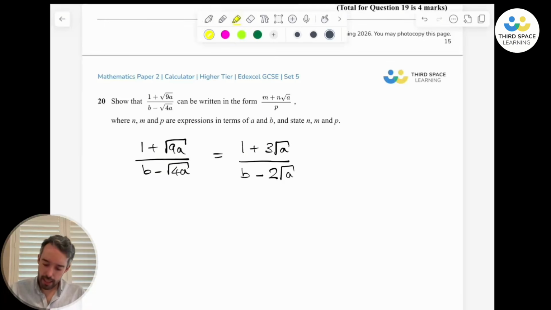Now I need to get it looking like this, so I'm going to have to get rid of this surd on the bottom. So we need to rationalise the denominator. So how do we do that?